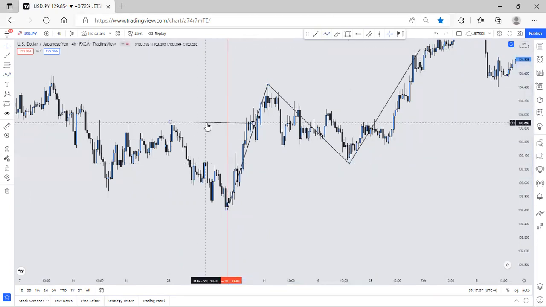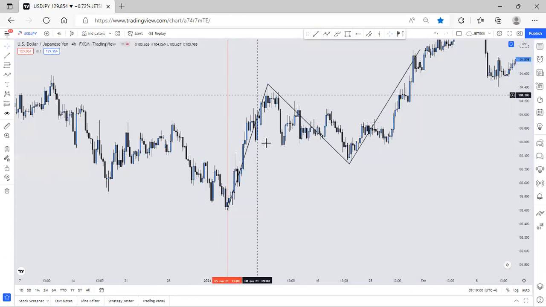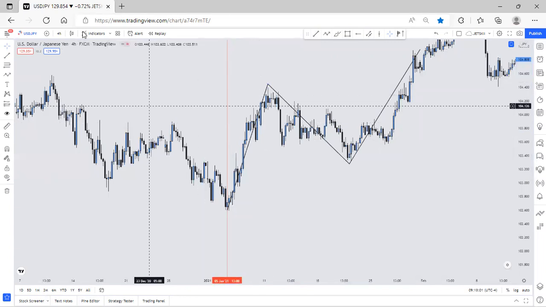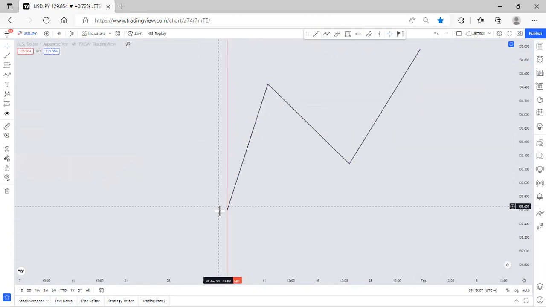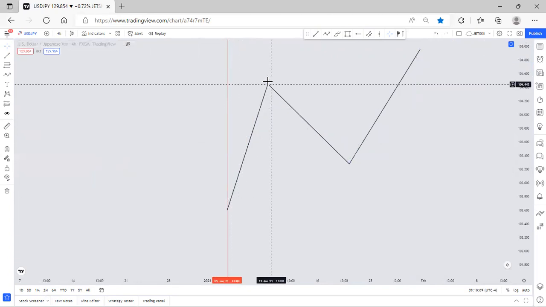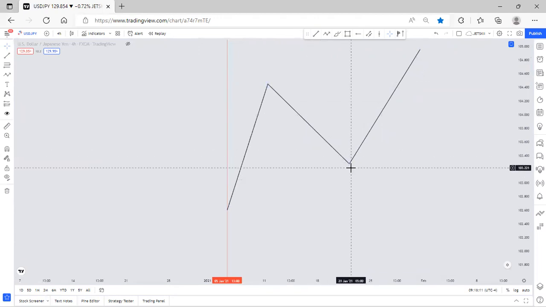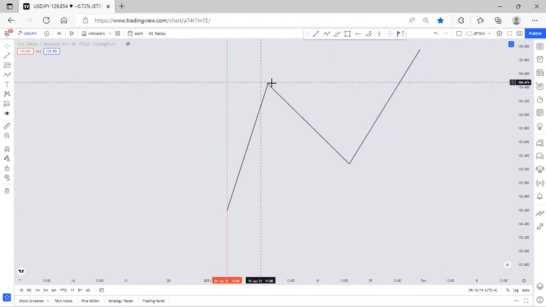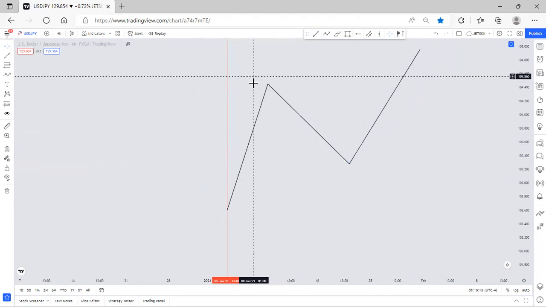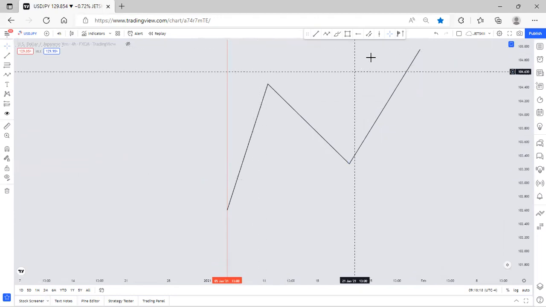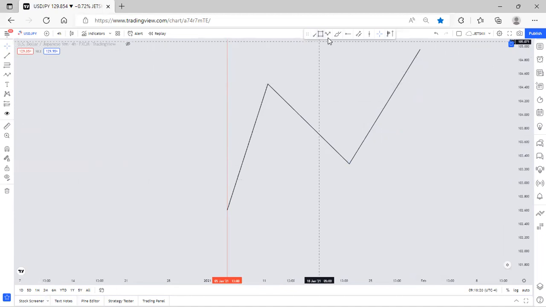Then let me remove this because we are here. So you're going to have something like this. So if it's going higher, obviously it's going to retrace, and when it retraces, it's going to be hunting for the buy stops around here. Understand? Because the algorithm knows.